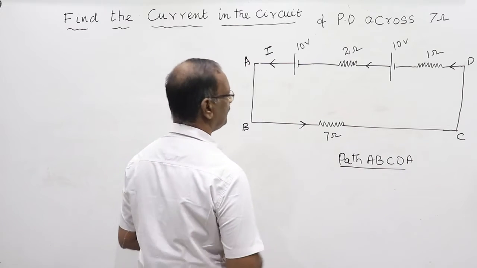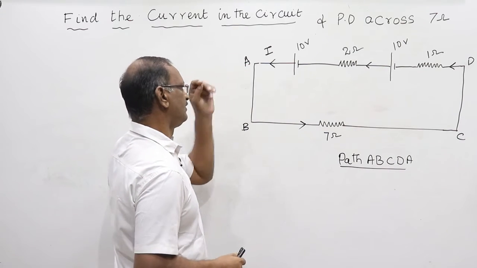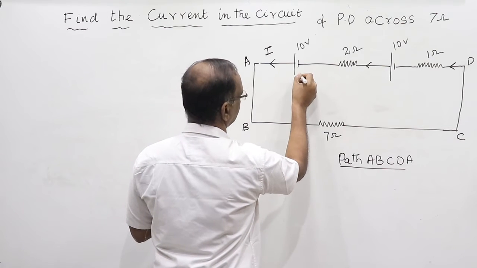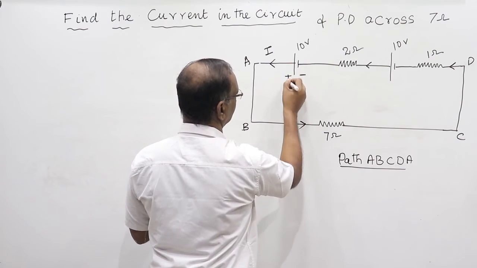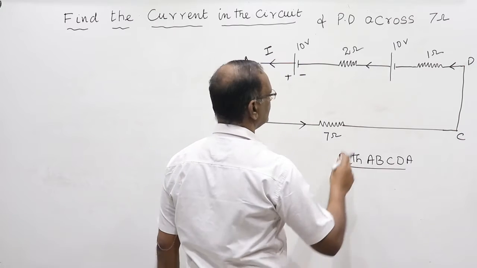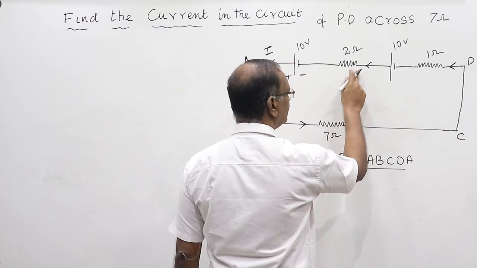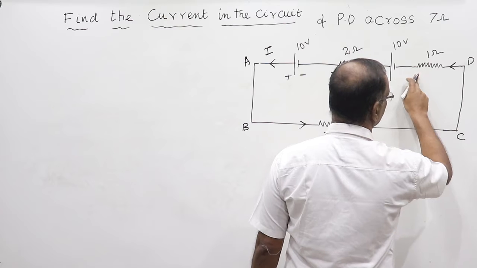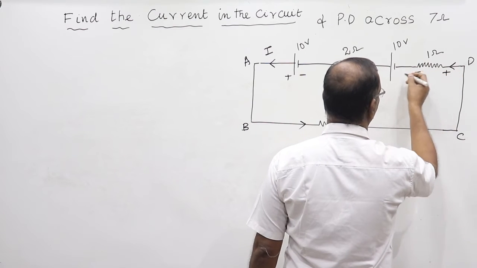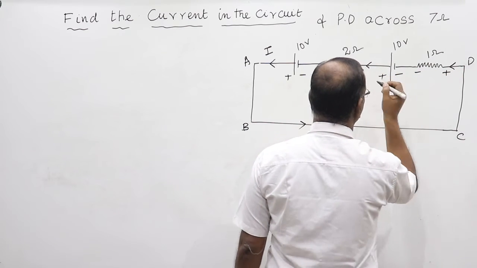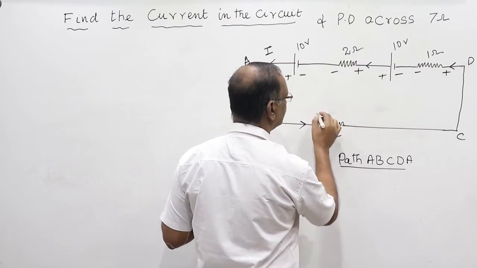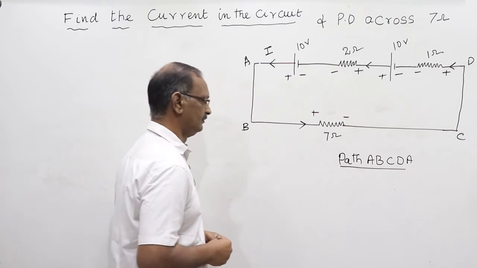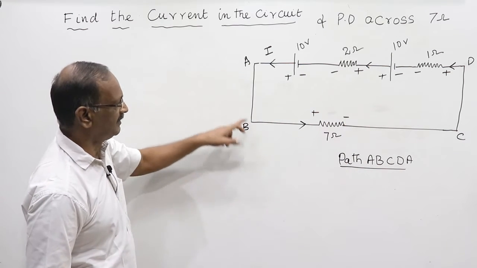First, we assume the current direction, then we put the positive and negative signs. This will be the negative sign, this will be the positive sign of the battery. Since current is flowing from here to here, this will be at a higher potential, this at a lower potential. For the battery, current is flowing in this direction, so this will be the positive side and this will be negative. Now we are moving in this path.